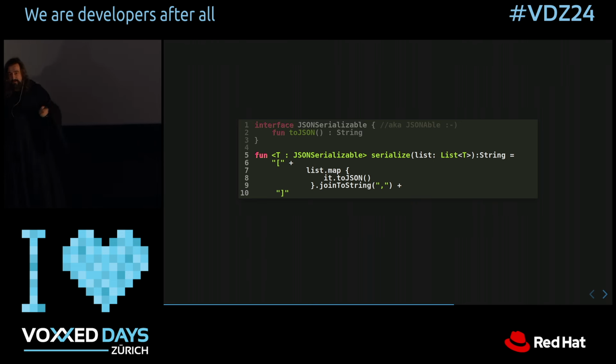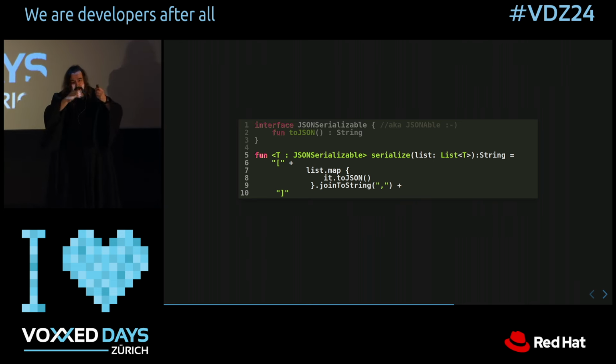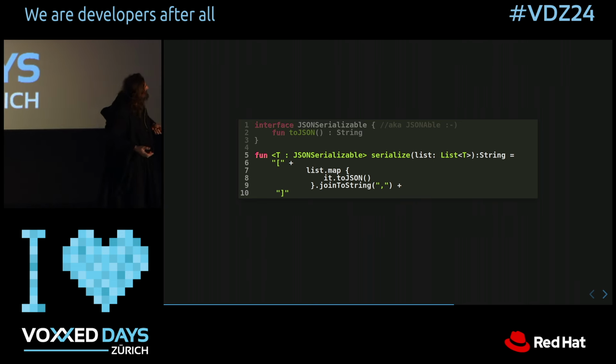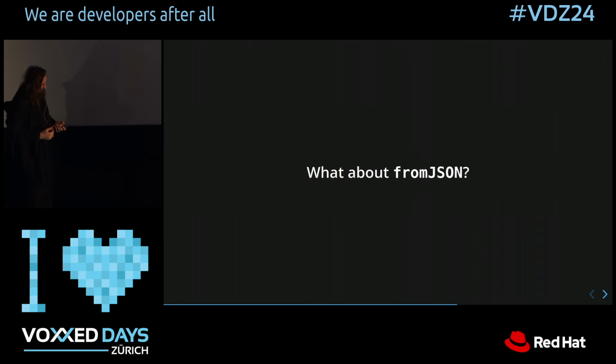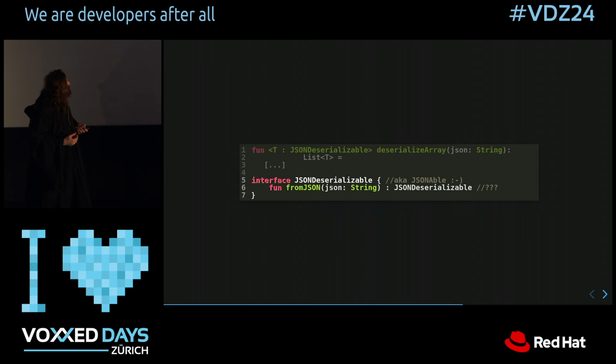So we create a class Person, say it's JsonSerializable, it implements JsonSerializable, and we implement this toJson method, and we are done. This would work well and nice. What's the problem? The problem is fromJson. How would you even do that?